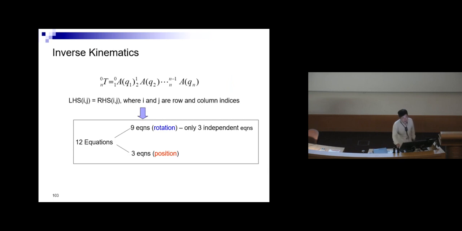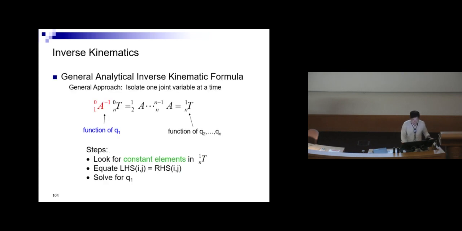So with that, you have 12 equations, and 9 equations will be for rotations, and we know that the rotation will only involve 3 independent equations. So you rotate about x, y, and z, and then you have the 3 equations for the position, which is your x, y, and z. If you are going to solve for the n unknowns, your q being a vector will be q1, q2, q3 to qm transpose.